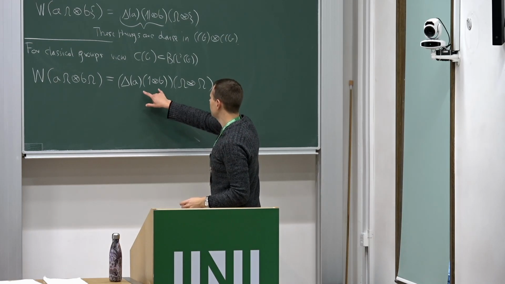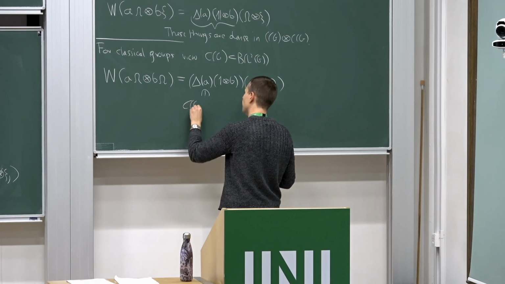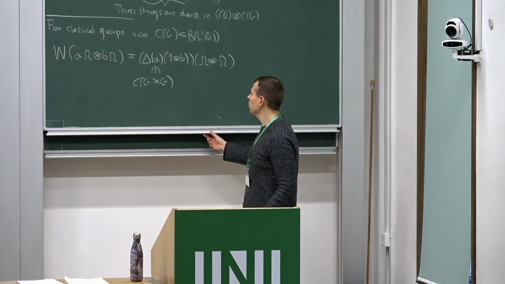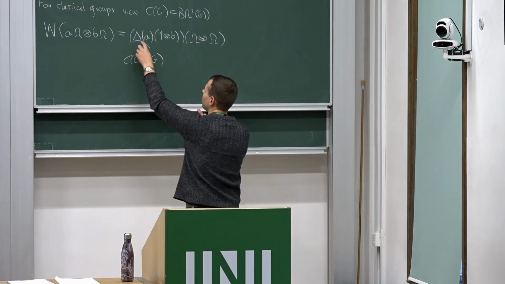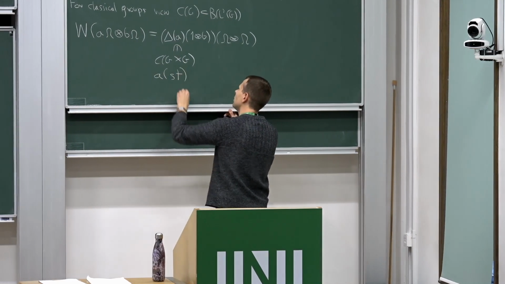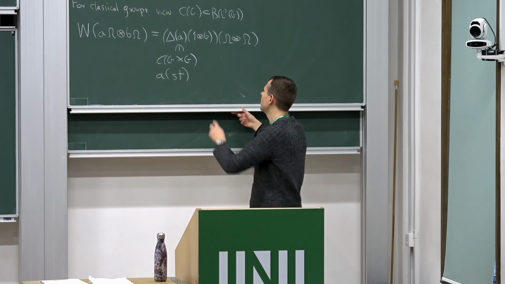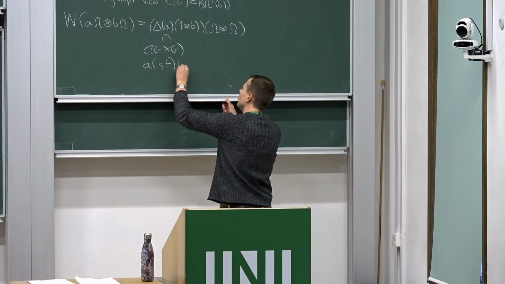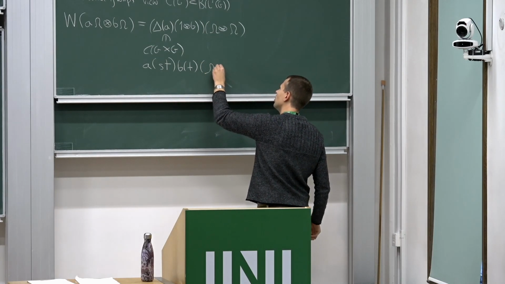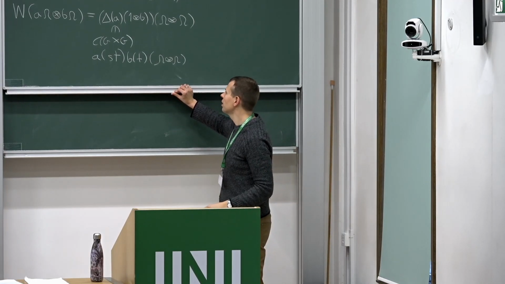Okay, but now this thing is a function of two variables. And what's the function? This is the co-multiplication, so we have A of S,T, where S is the first variable, T is the second variable, and we have B on the second variable, acting on the unit vector. So this is just one, the constant function 1.